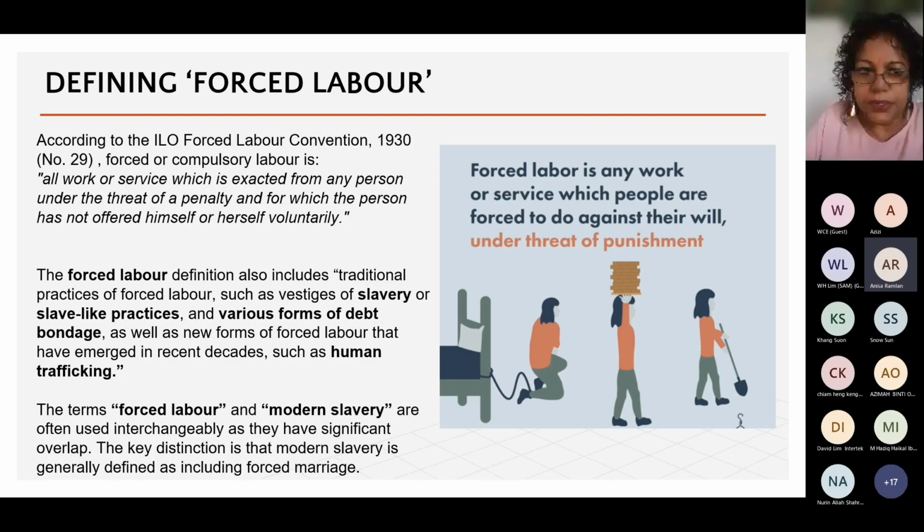ILO is the global standard, or the global definition comes from ILO. And so according to them, in the Forced Labor Convention of 1930, number 29, forced or compulsory labor is defined as all work or service which is exacted from any person under the threat of a penalty, and for which the person has not offered himself or herself voluntarily.